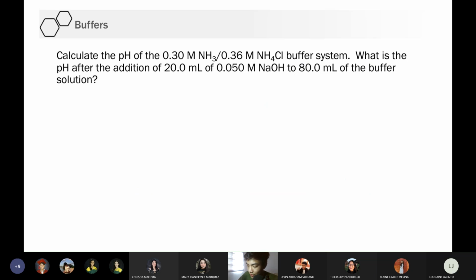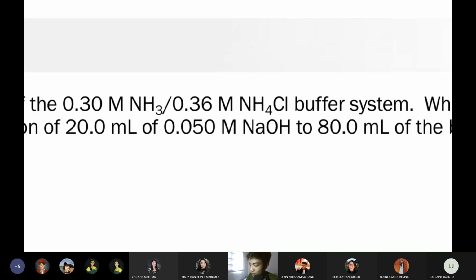Calculate the pH of the 0.3 molar ammonia, 0.36 molar ammonium chloride buffer system. What is the pH after the addition of 20 ml of 0.05 molar sodium hydroxide to 80 ml of the buffer solution? Okay. So, ang question, is ammonia and ammonium chloride a buffer system? Are they related? The answer is yes.